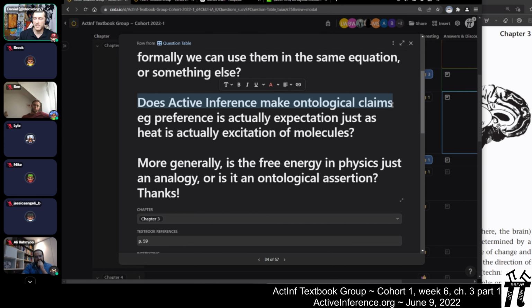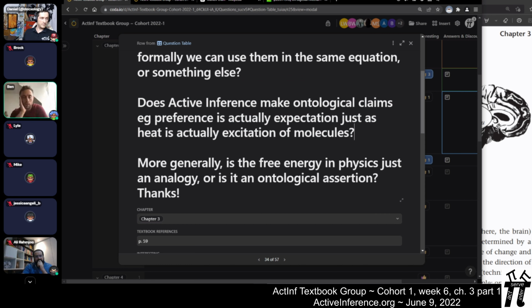Does active inference make ontological claims? Do theories make claims? Do people make claims? E.g., preference is actually expectation, just as heat is actually excitation of molecules. Anyone can raise their hand at any time. We'll talk about that in the folk psychology, but it's an interesting question. Ben?